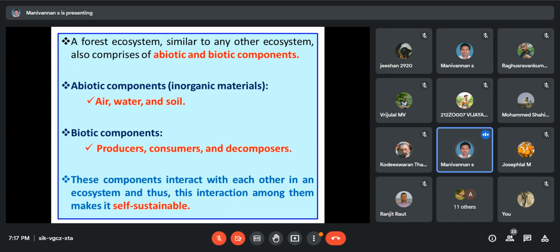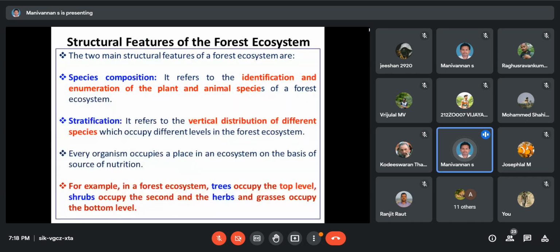Next one. What are the structural features of a forest ecosystem? The forest ecosystem contains two main structural features. One is called the species composition, the other one is called the stratification. The first one, what is species composition? The species composition means the identification and enumeration of the plant and animal species in the forest ecosystem.